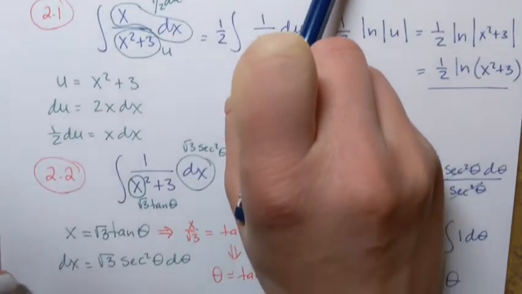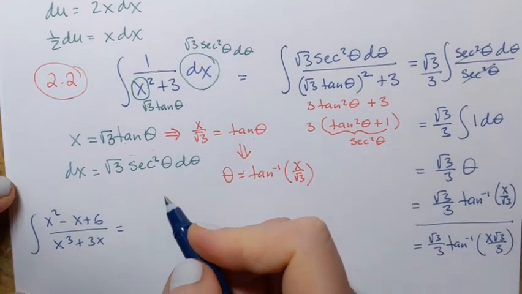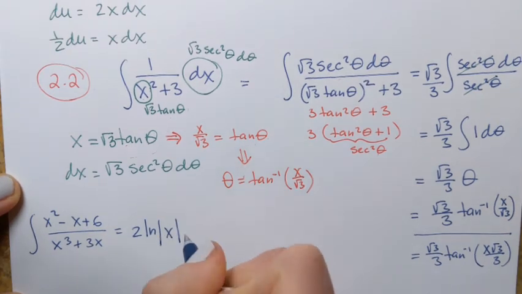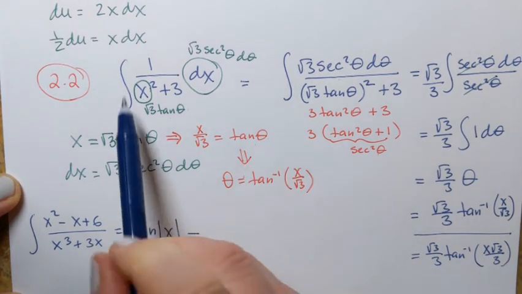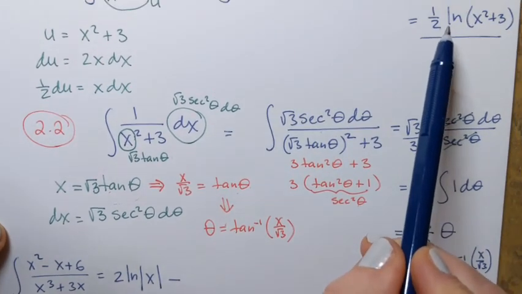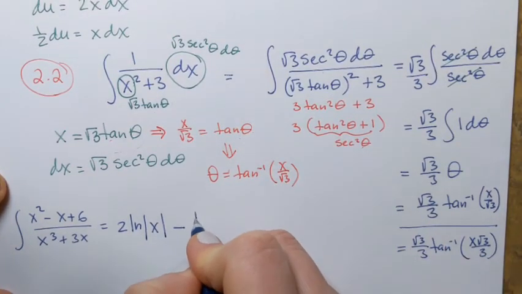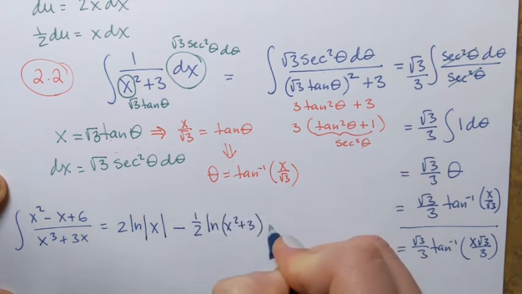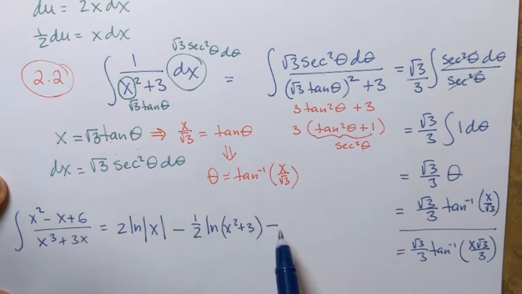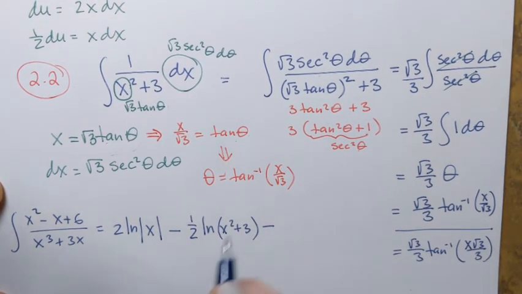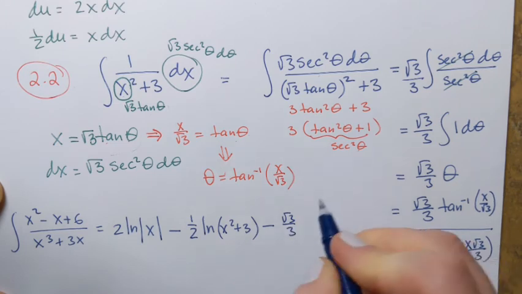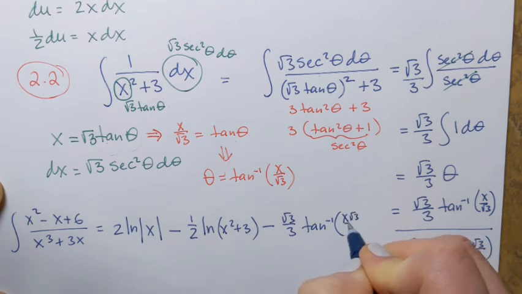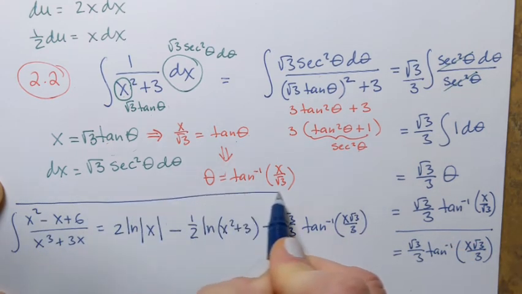So I'll start with 1. That is 2 ln of absolute value of x. That's the first answer. And then minus 2.1. In 2.1 I got, right here, negative, so minus 1/2 ln of x squared plus 3. And then minus, so that minus had to be distributed, minus my third piece, square root of 3 over 3 tangent inverse of x square root of 3 over 3, like that.